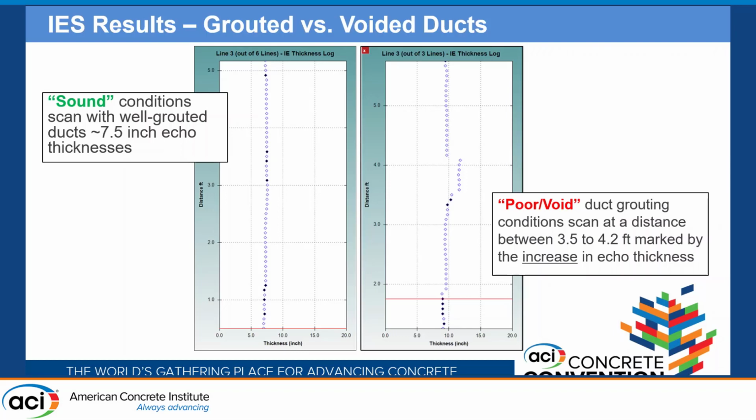On the right side, you can see an example result for poor, voided duct grouting conditions, noted by that increase in the thickness shown between 3.5 and 4.2 feet. And that increase in thickness has been generally attributed to the reduction in velocity from the condition of the grout material in the ducts, also the size of the ducts and the material of the duct itself.